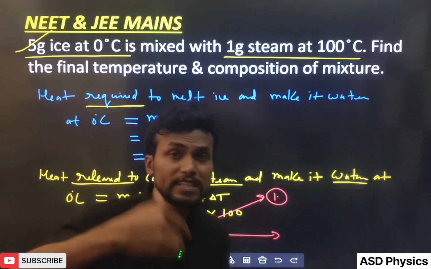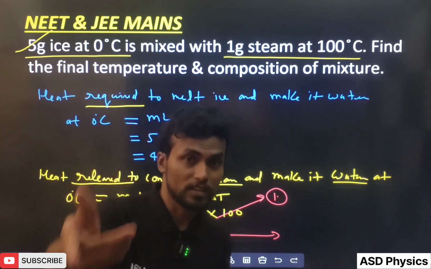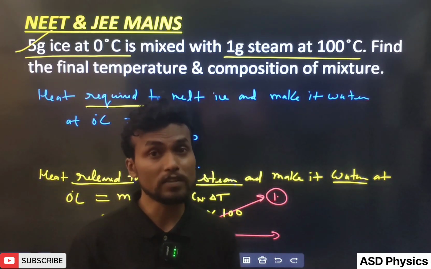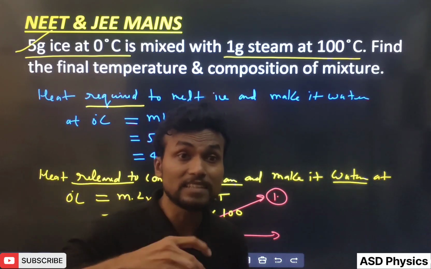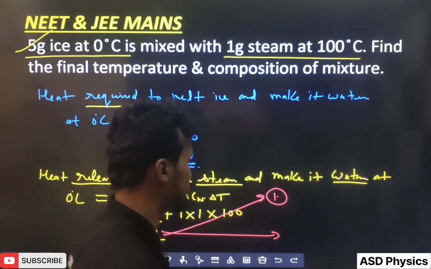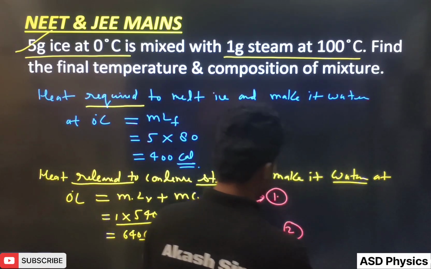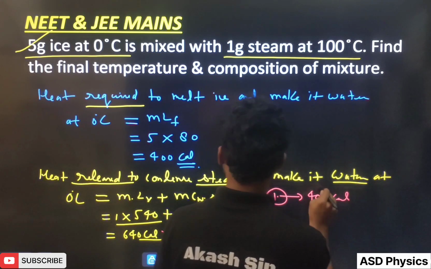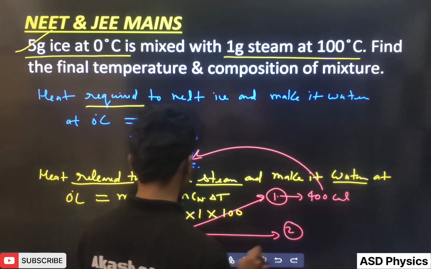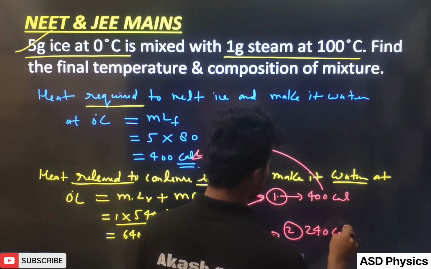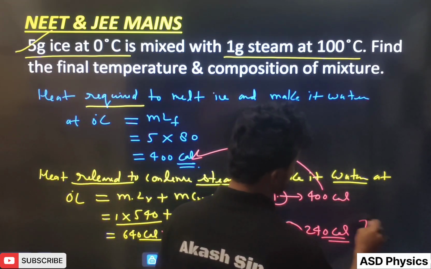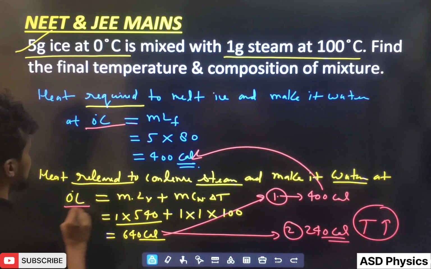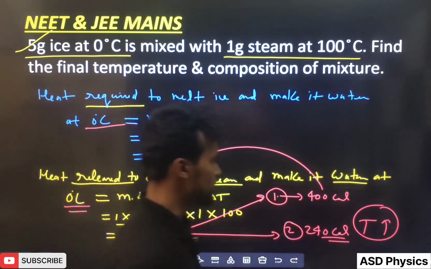This 240 calorie heat will increase the temperature of the water, because steam is becoming water and ice is also becoming water. So the rest of the 240 calorie will increase the temperature of the water we have got here. Okay, students. I told you, first 400 calorie heat will be used for melting, and the rest, 240 calorie, will increase the temperature of the mixture. Why? Because here also I have taken 0, and here also I have taken 0. So after using this, 240 calories are left.